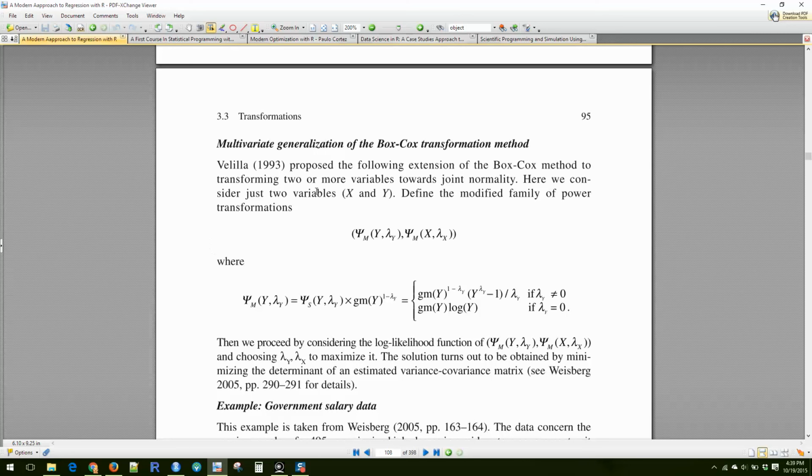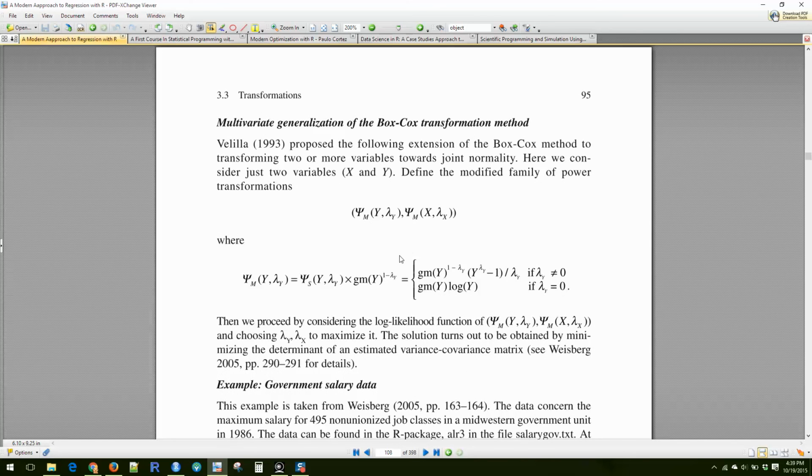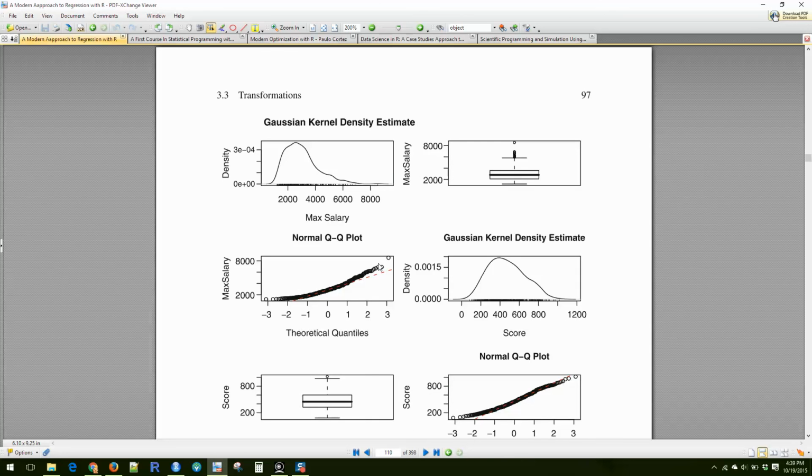But basically, now we're going to transform both the x and the y. If we look at the distributions of x and y, if they both seem skewed, then that will give us a good reason to transform both. Okay, so we have plots.